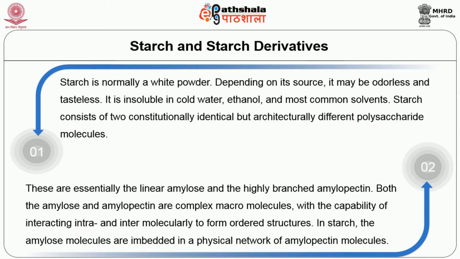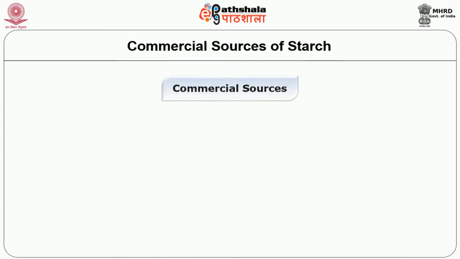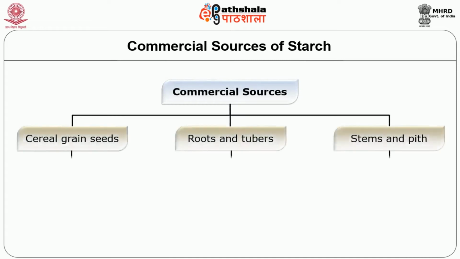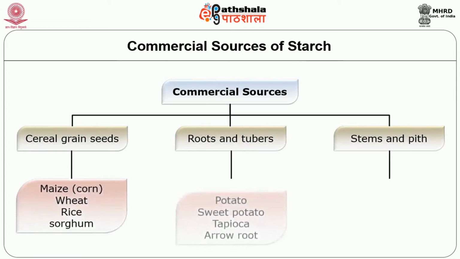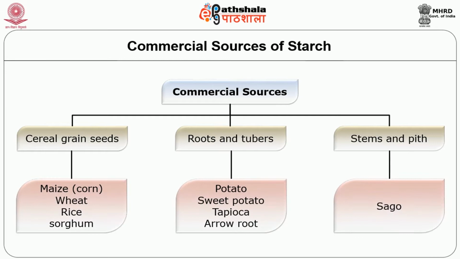Both amylose and amylopectin are complex macromolecules with the capability of interacting intra- and intermolecularly to form ordered structures. In starch, the amylose molecules are embedded in a physical network of amylopectin molecules. This diagram shows the commercial sources of starch, which is divided into cereal grains, roots and tubers, stems and pith.